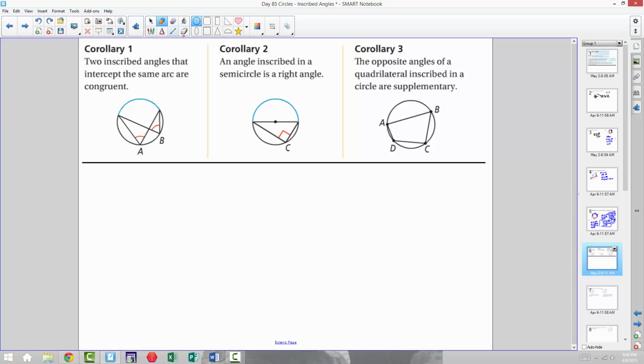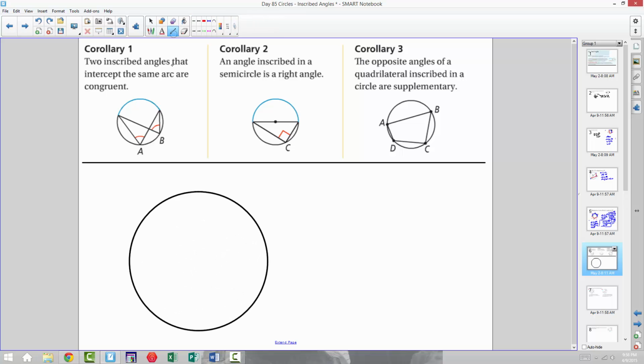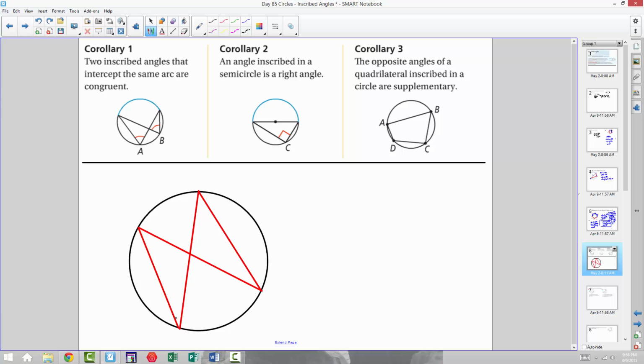So I'll do some quick examples for corollary 1. I know that angle A and angle B are equal. Okay, I know A and B are equal. I'll even visualize it with the different color lines.